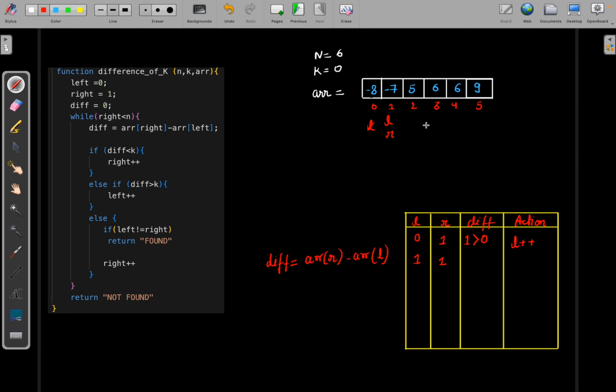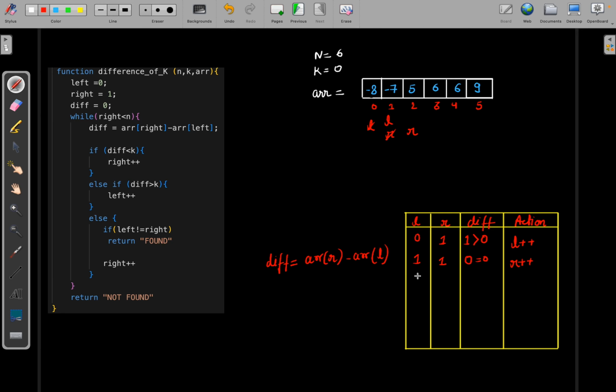Is right less than n? Yes, it is less than n. Now find the difference, ARR of right minus ARR of left. So minus 7 minus minus 7, that is 0. So is 0 equal to 0? So I won't come under here. Difference is not less than k, difference is not greater than k, difference is equal to k. But if left and right are both equal, yes, both are equal, then if they were not equal I would return found. If both are equal, do right plus plus. So I will simply move my right pointer.